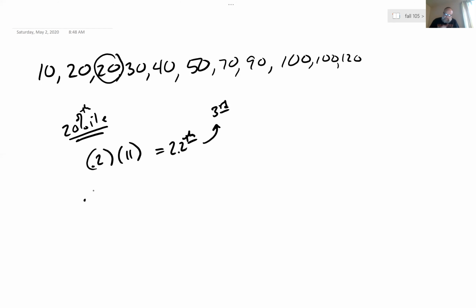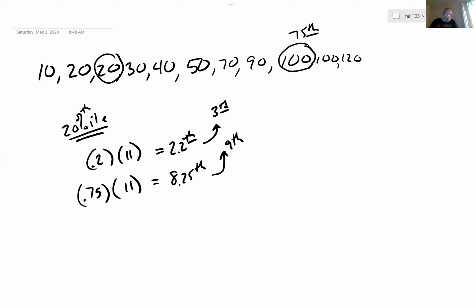What if you wanted the 75th percentile? Eight and a quarter, 8.25th term, which of course rounds up to the 9th term. That's this guy. This guy would be the 75th percentile. Okay. 1, 2, 3, 4, 5, 6. This guy would be the median, or, if you prefer, the 50th percentile.